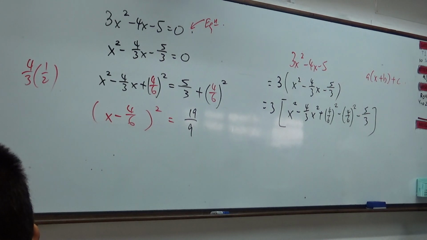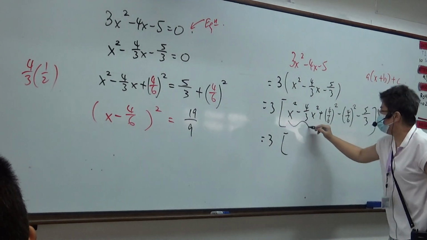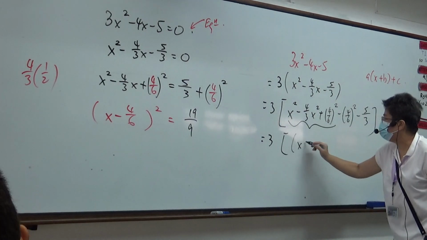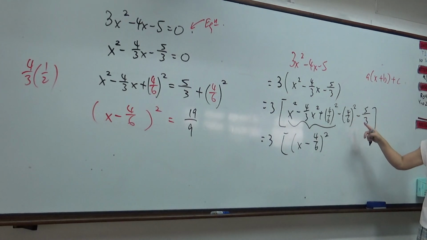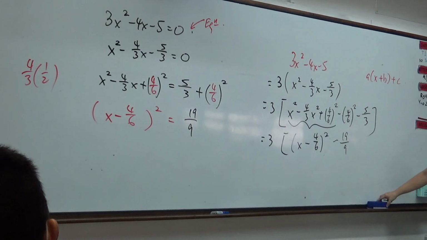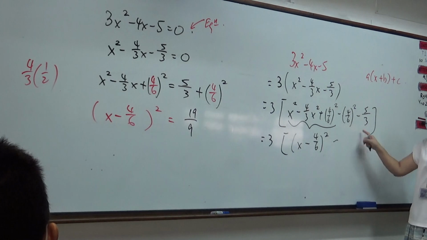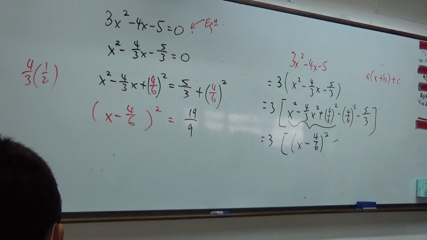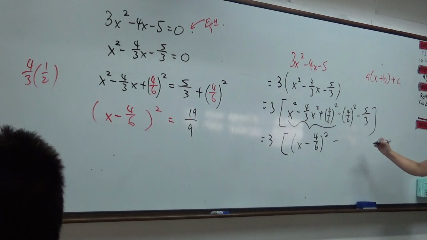Yes or no? Yes. Okay, so this one will give me (x minus 4) over 6 squared. Now, if you key in this one, it's actually negative 19. No, it's not 19 over 9. Can you key in this one for me? Is it still 19 over 9? I think so. Go first. Is it 19 over 9? Yes. Okay.